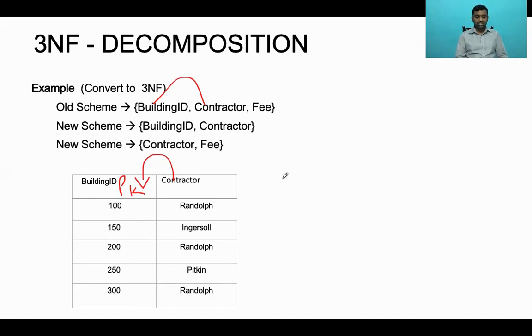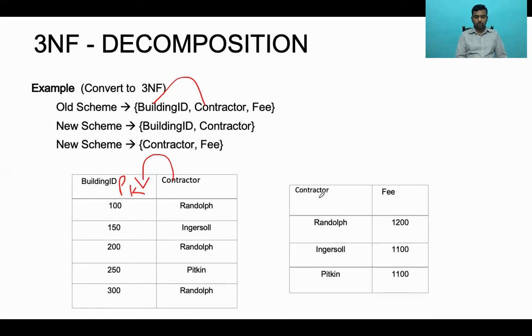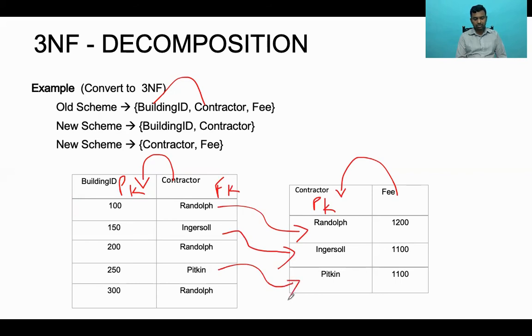Good. What is the next new schema I'm going to divide? That is your contractor and the fees. Now fees is fully functionally dependent on contractor. Here my contractor is my primary key. Since my contractor is a primary key here, it's going to be my foreign key in my previous table, so that I can relate them. It is getting related here, right? And then one more person, I'm relating it here. So this is how we're related, right?